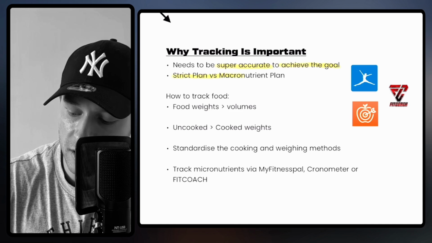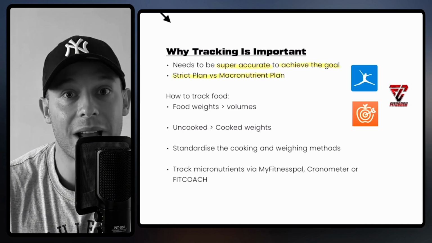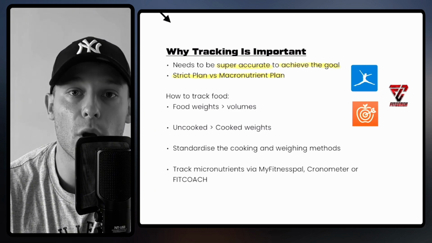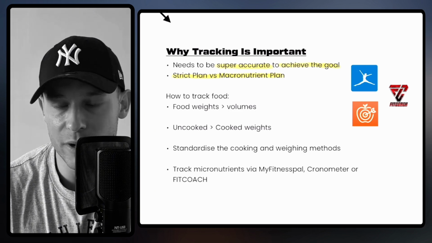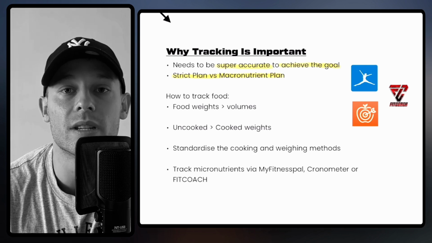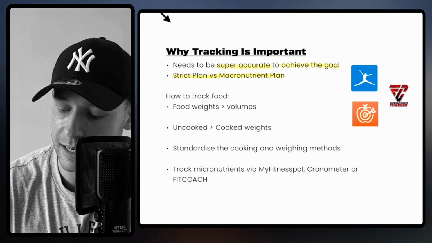And we can actually look at tracking your nutrition in two categories. Number one, you can have a strict plan, or number two, you can have a macronutrient plan. But before we jump into that, the 4 golden rules that I will typically recommend when you do design your own nutrition plan is this.